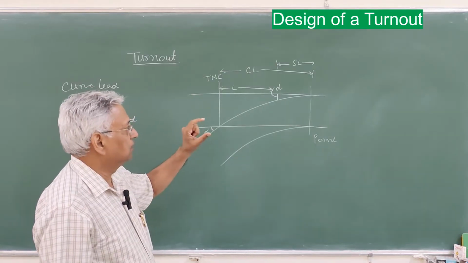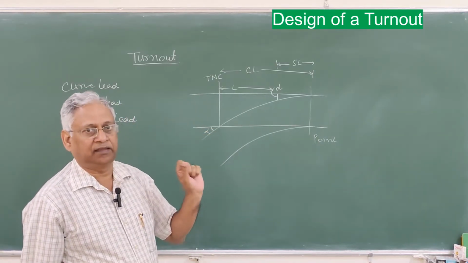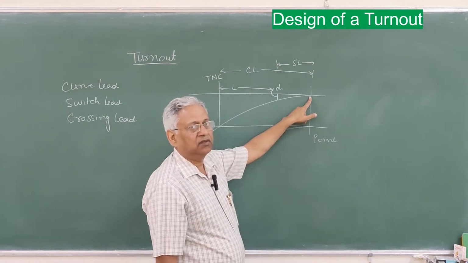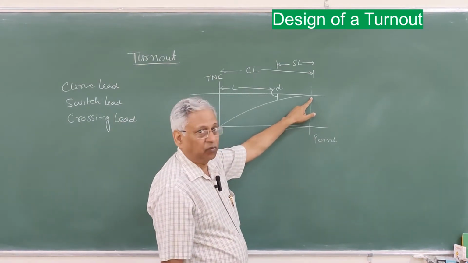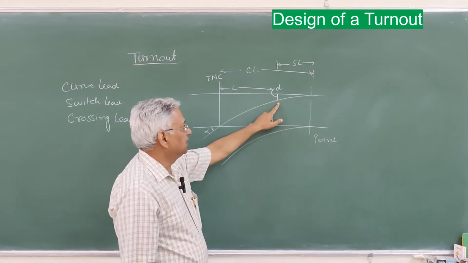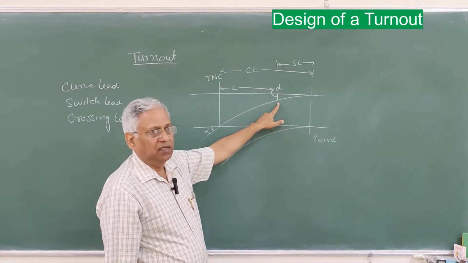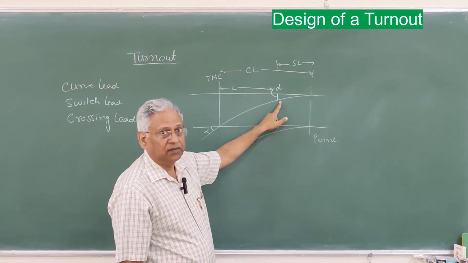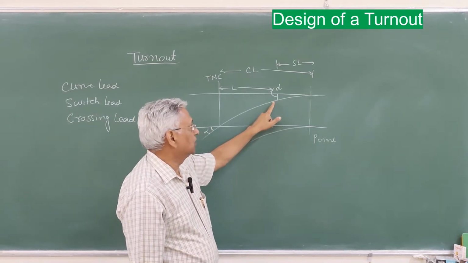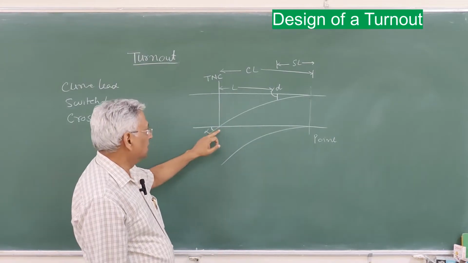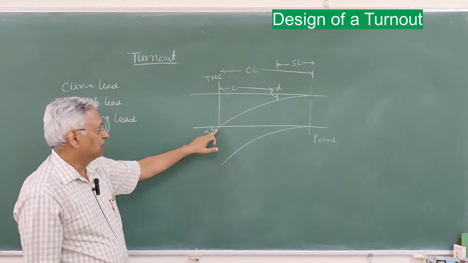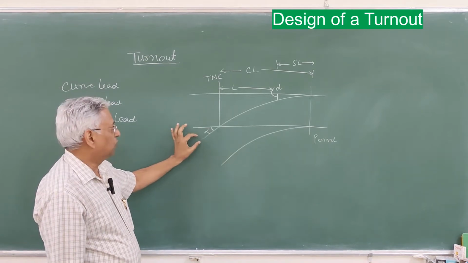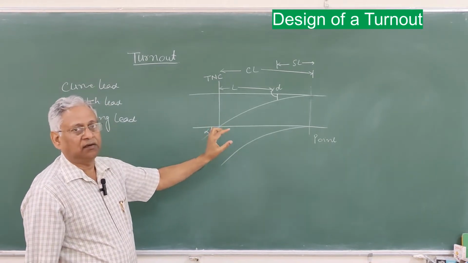Now this type of design will have three kinks. The first kink is at the top of the switch because the curve is not tangential at this point. Second is at the heel of the switch because this tongue rail is straight, it is not curved, and therefore it is not tangential to the curve. And third is at TNC because this frog is not tangential to the curve. This point rail is not tangential to the curve.